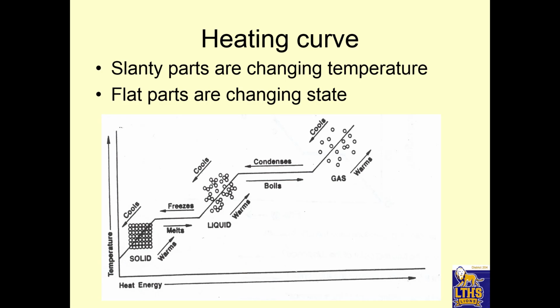Alright, so there are many changes going on when you heat a pure substance. And so there's slanty parts and flat parts. During the slanty parts, there's temperature change, and so molecules are moving more quickly or more slowly, depending on if you're adding or taking away heat. And then during the flat parts, a phase change is occurring, so intermolecular forces are being affected by the heat change.